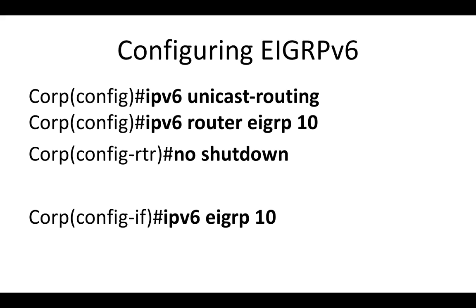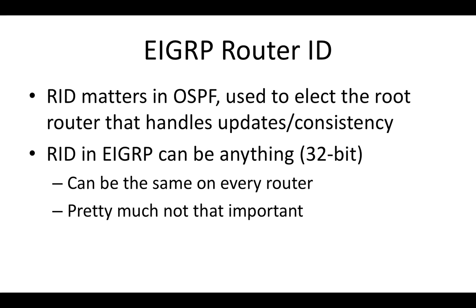A couple of other highlights of what we need to be aware of in EIGRP: the router ID mattered in OSPF, and that's how we elected our root, or that designated router, which pushed out the updates and kept the network converged and consistent. The router ID in EIGRP can really be anything. It's not as important as we once saw in the IPv4 versions. You actually could configure the same router ID in EIGRP on every router, but that's maybe not the common practice we often see.